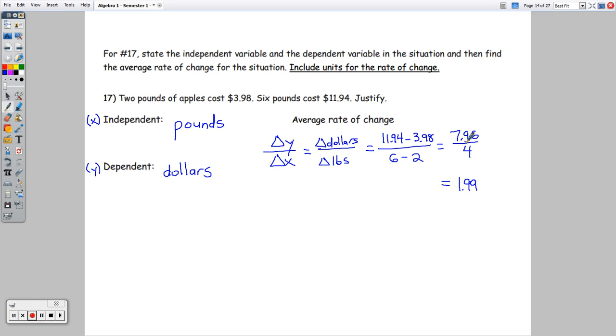So $1.99, if you divide those two things, that would be $1.99 per pound. You could say $1.99 per pound, or you could say $1.99 per pound like that. That would work out just as well. So that would be your average rate of change. Every time you add 1 pound, you're adding $1.99 to the price. That's another way to describe that.